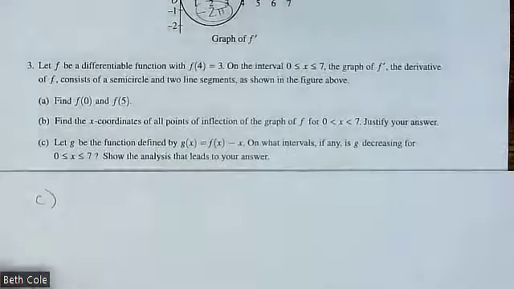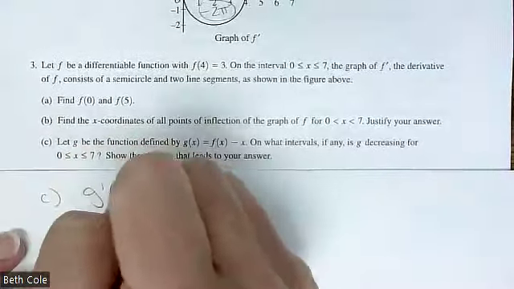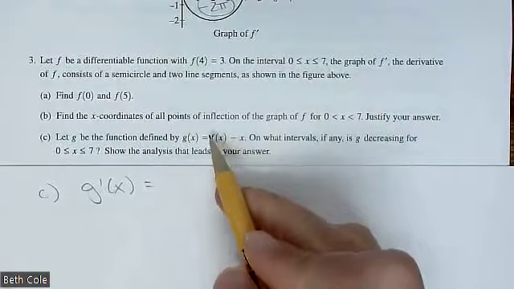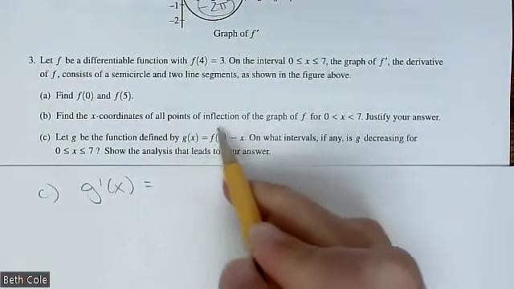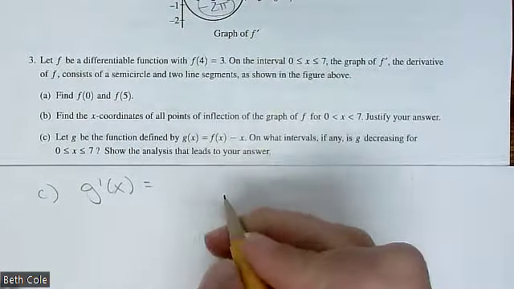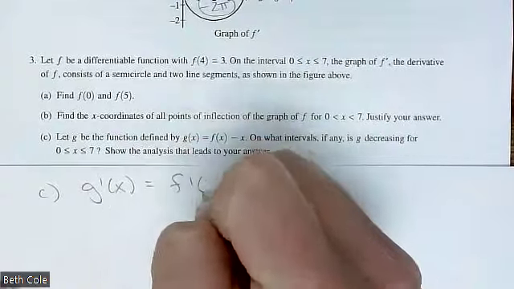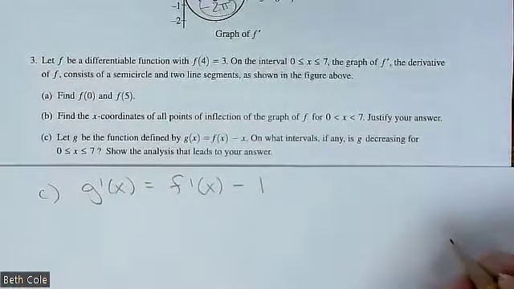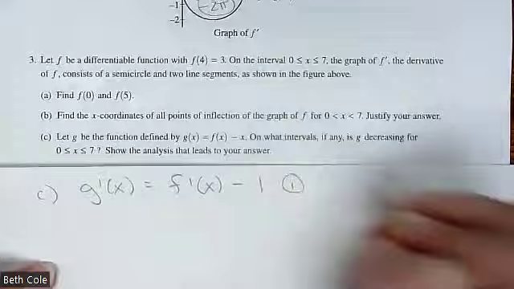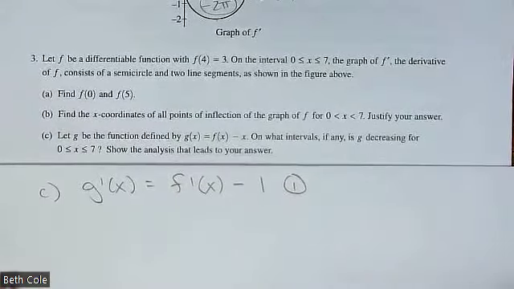It's G prime, but you are correct. All right, so we're going to find G prime. What is the derivative of this thing? How would you write that? It would be f prime minus 1. I think that was a point. Oh, if you got that, you got a point. So even if you didn't make it any further, you got a point for that.